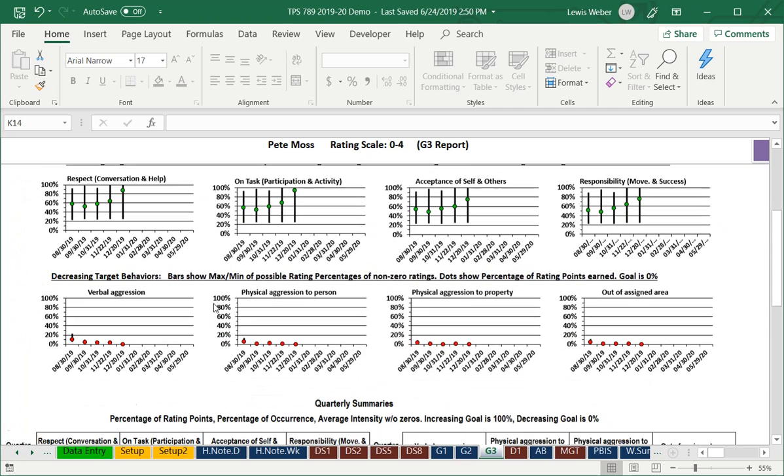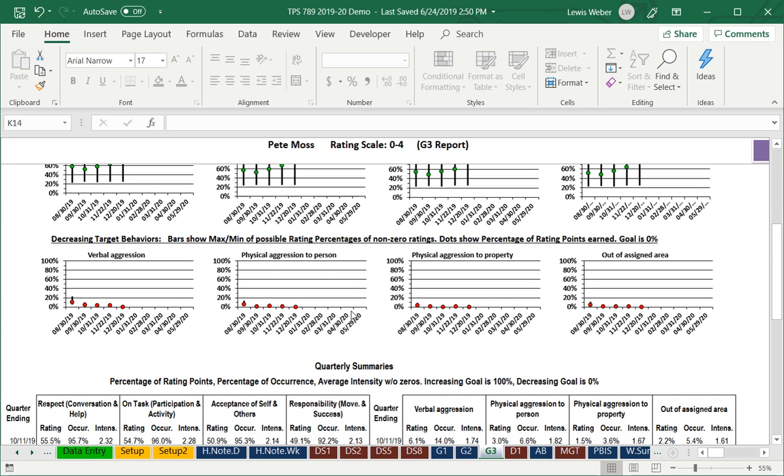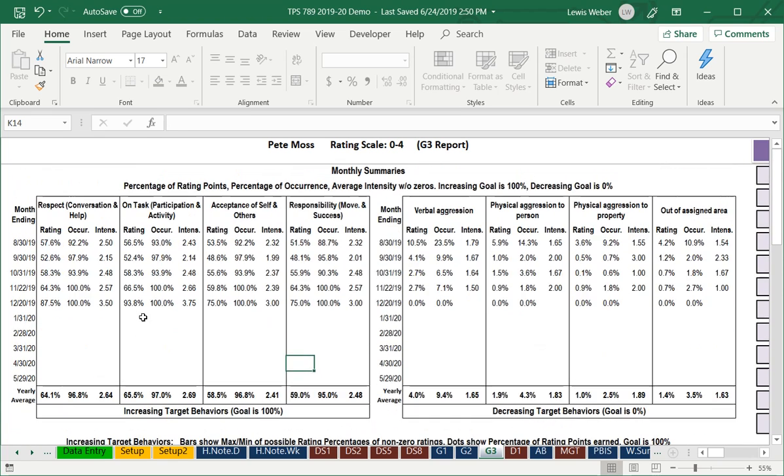Now the decreasing target behavior is exactly the same. The reason that we're not seeing the bars here is because they're too small. The size of the dot is obscuring the bar. Now in this case, we can actually see it. And let's see if it'll pick it up. 23.5%, 0.235. 23.5% is the occurrence for verbal aggression. And there it is, 23.5%. So the top of the bars is occurrence.